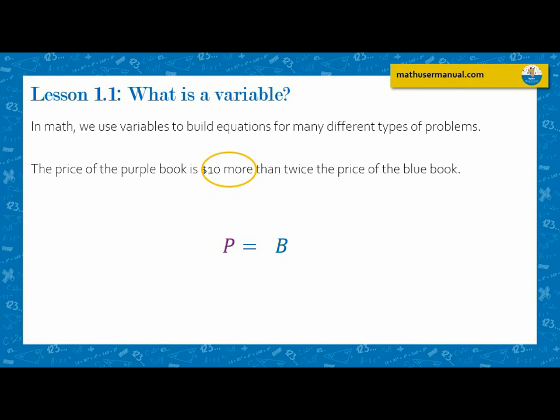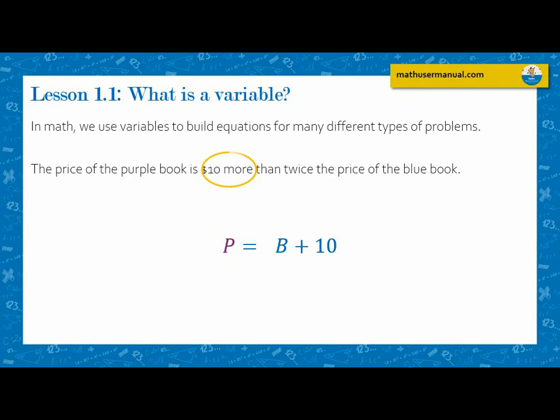So to account for this difference, we're going to make it a plus 10, because now we are saying that whatever the price of the blue book is, the purple is going to be 10 more than that. If the blue book is 25, then we replace B for 25, and we will have 25 plus 10 equals 35. If the blue book is 13, we replace B for 13. 13 plus 10 equals 23. With this relationship, we're saying that the purple book is $10 more costly than the blue book.